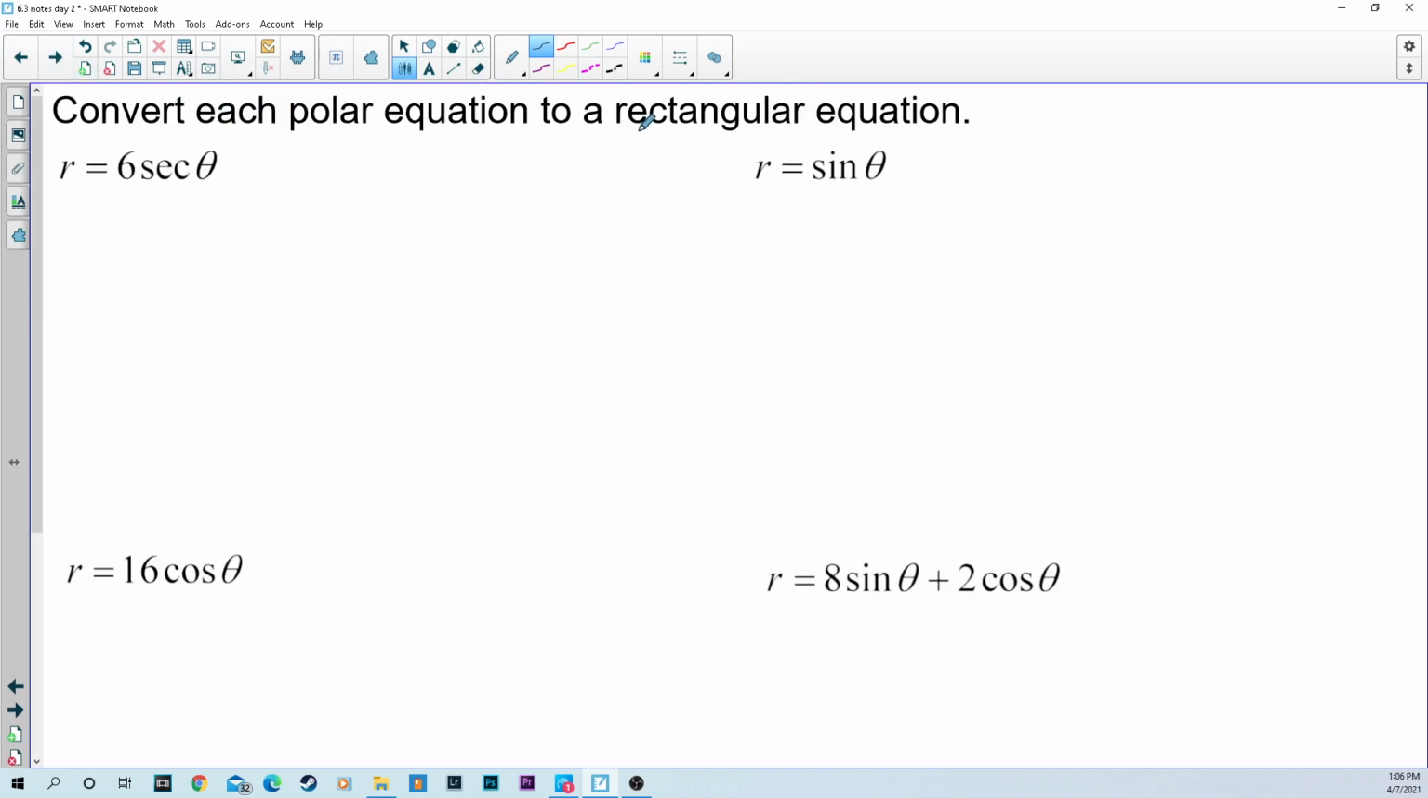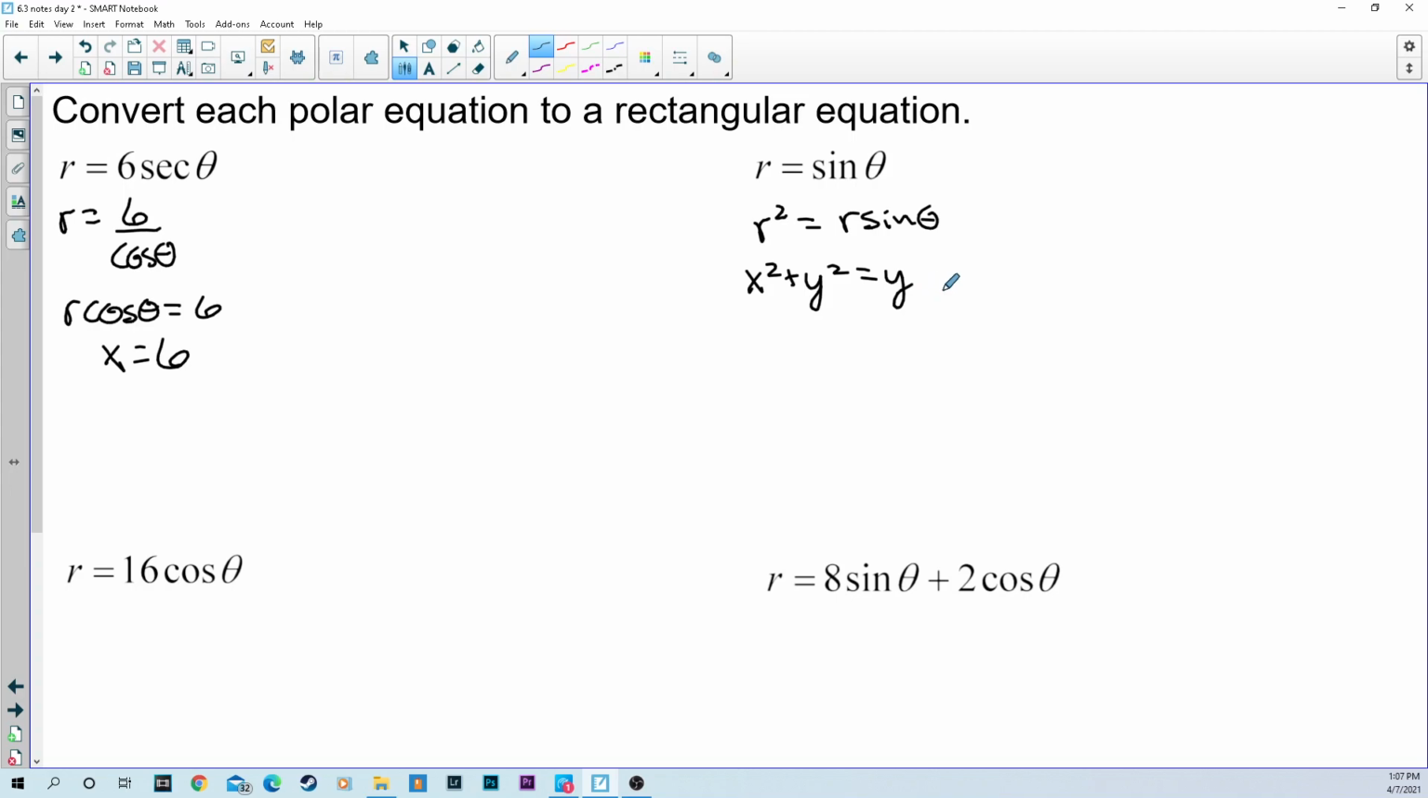Convert each polar equation to a rectangular equation. This one is r is equal to 6 over cosine. Secant is 1 over cosine. R cosine is equal to 6, and r cosine is x. So x equals 6. On the next one, r equals sine, let's see, we're going to multiply both sides times r. Sine of theta. So we have x squared plus y squared is equal to y.